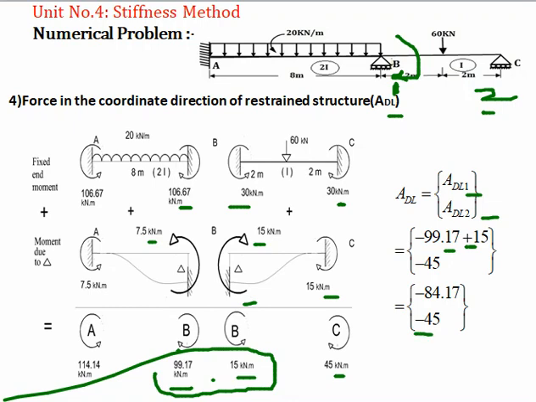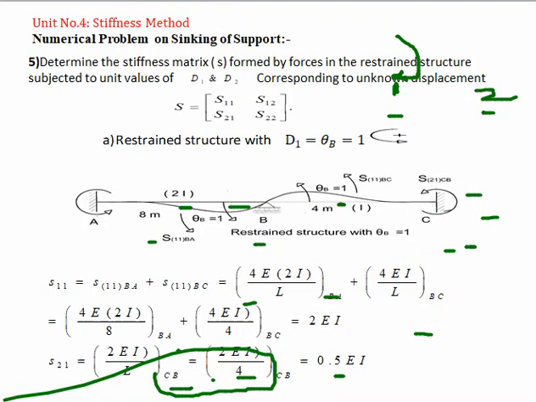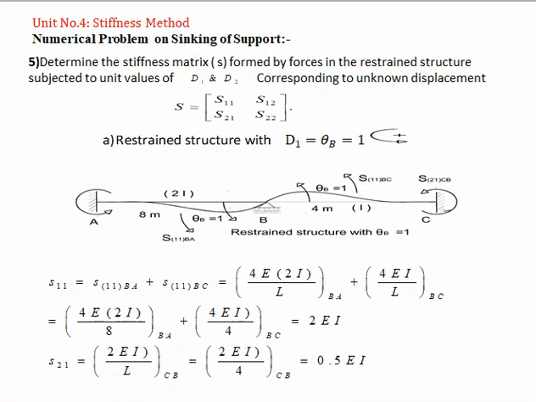Okay, so these are the two forces. These are the additions of forces when we keep the structure restrained in the direction of coordinates theta B and theta C. So finally we have minus 84.17 and minus 45. Now let's move toward the next step.